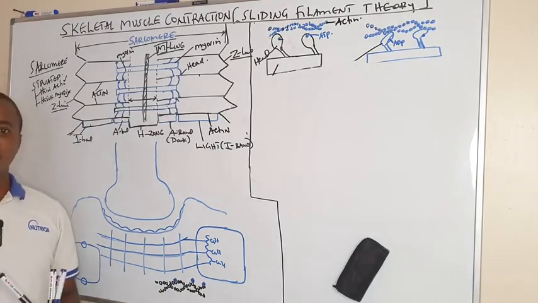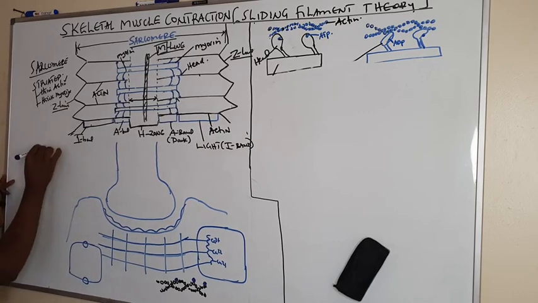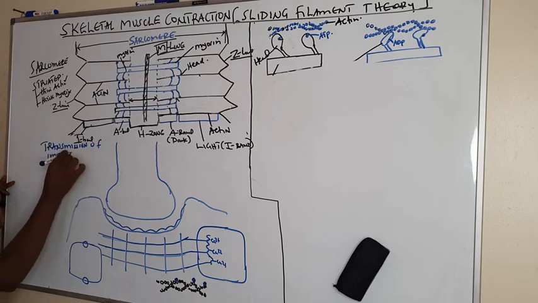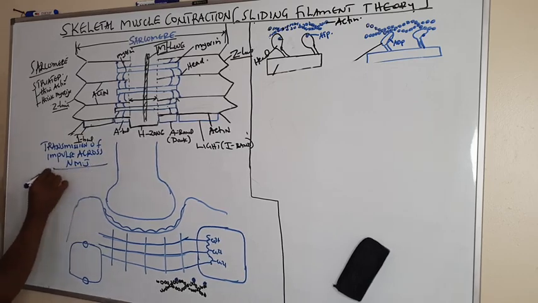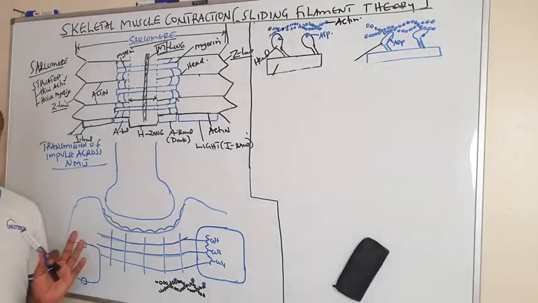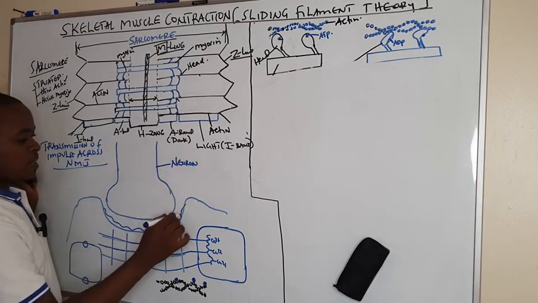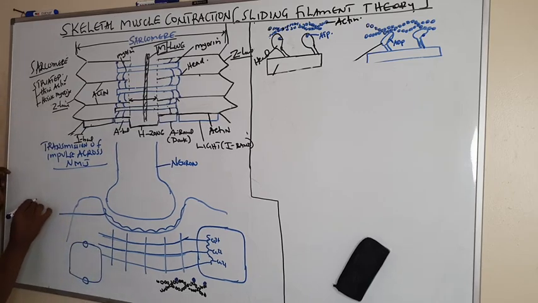After looking at this structure of a sarcomere, the next thing we are looking at is transmission of impulses across the neuromuscular junction. What is a neuromuscular junction? It is a junction, or a meeting point, where the neuron meets the skeletal muscle. And the membrane of the skeletal muscle is known as the sarcolemma.